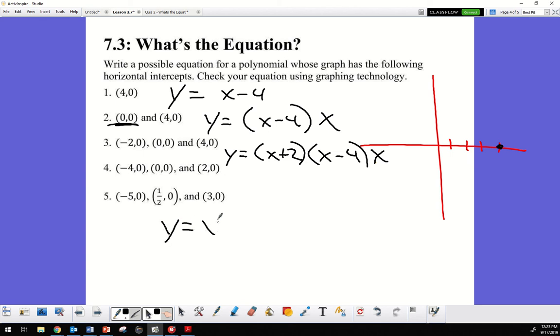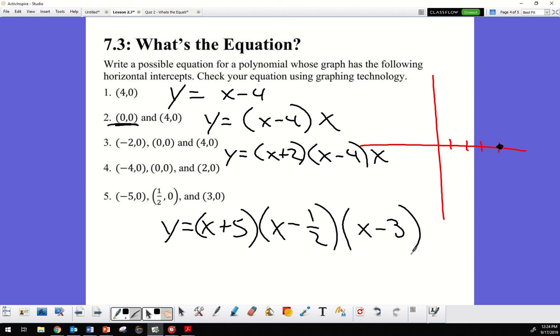Y equals X plus 5. Y equals X plus 5. And then Y equals X plus 1/2. Okay, so it's going to be X minus 3. X minus 3. And X. Yeah, that's it. Yep. Is that good now?